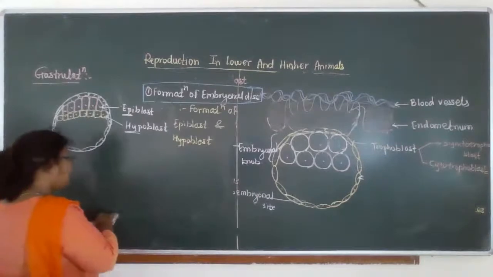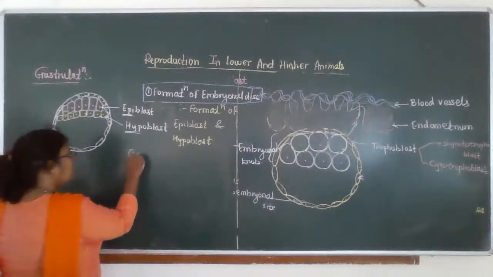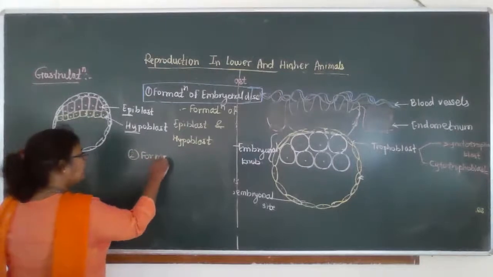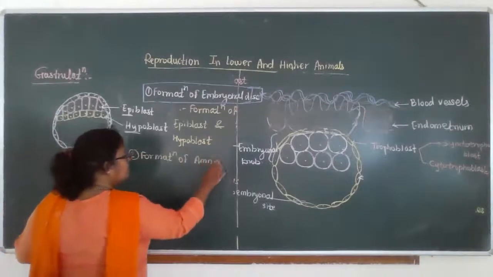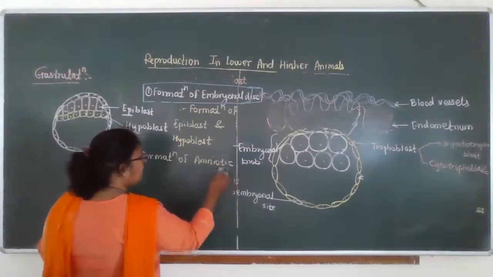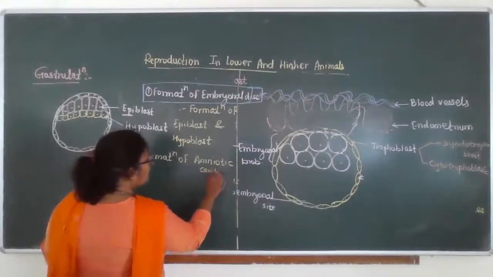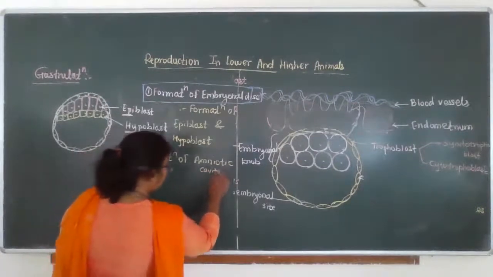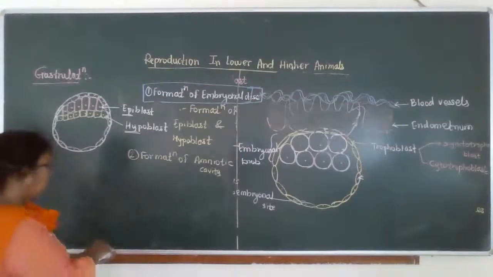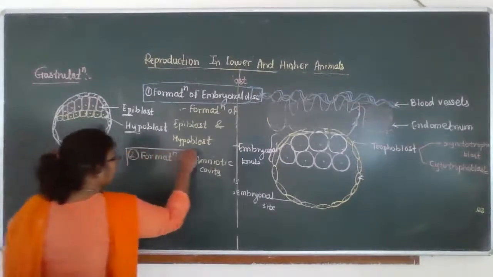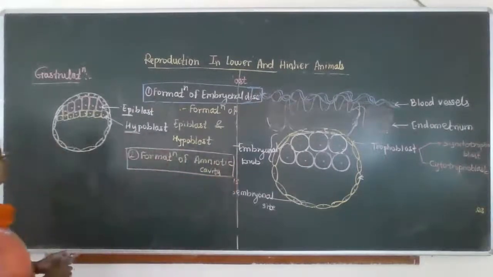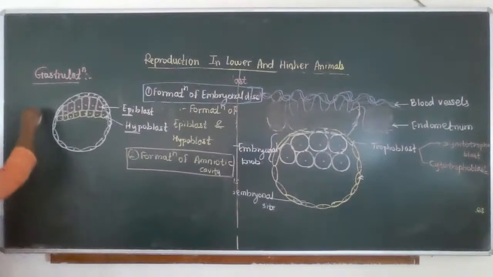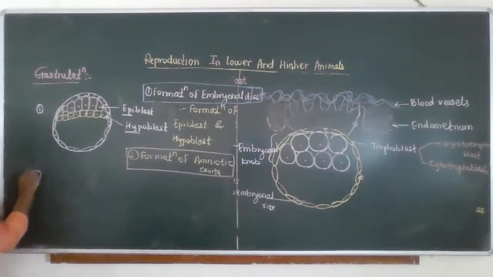Here the second step will be formation of amniotic cavity during gastrulation, right? Formation of amniotic cavity. So the second step. How does the amniotic cavity get formed, right? I'm showing the event. This is the first one. Now the second one. How does the amniotic cavity get formed?